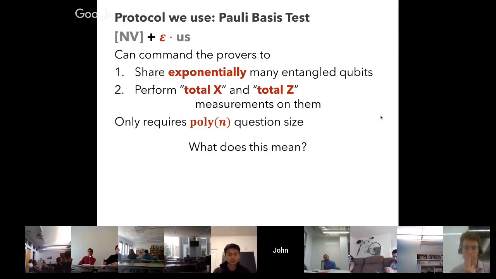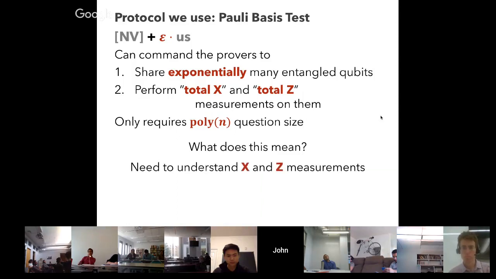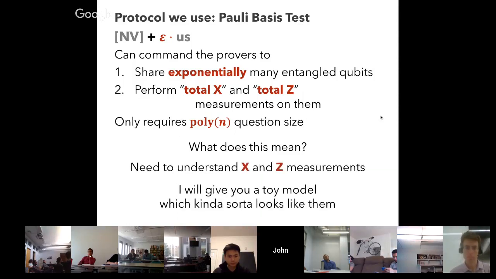Okay, so to explain this test, I really have to explain what any of this means. What does it mean that they share exponentially many entangled qubits? What are these X and Z measurements? Well, I'm not going to tell you what qubits are, and I'm not going to tell you what X and Z measurements are, because that would take a bit too much time.